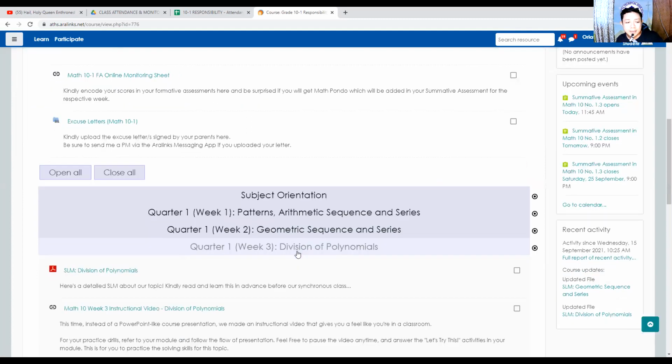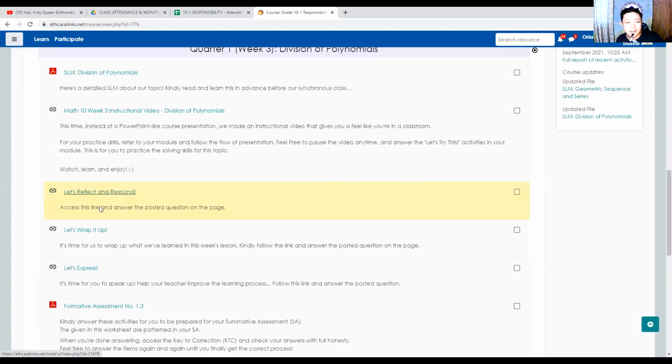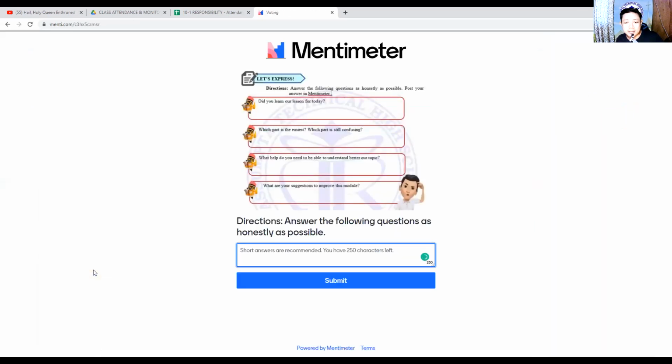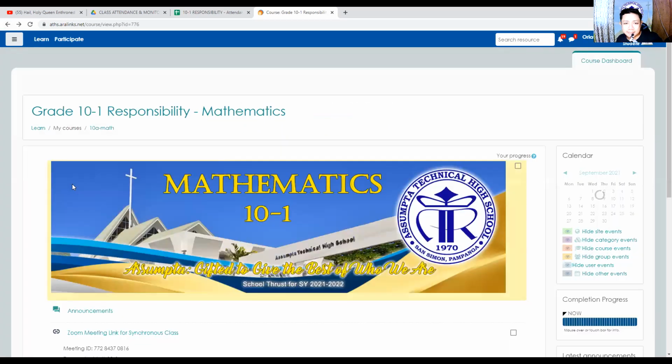Okay, there you go. Please answer the let's reflect, let's wrap it up, and let's express. Because in here, I want to hear from you. What are your suggestions to improve this module? Please don't limit yourself only to the module, but also the learning experience we had today. Okay, please answer them.